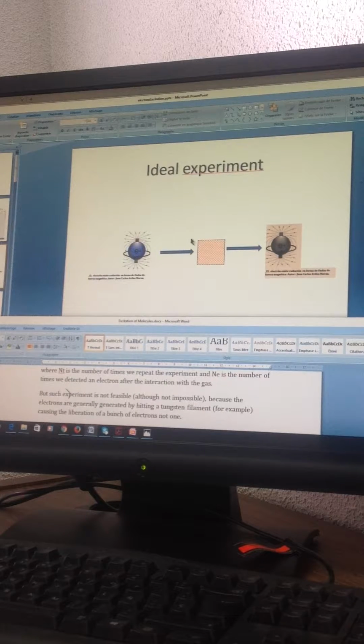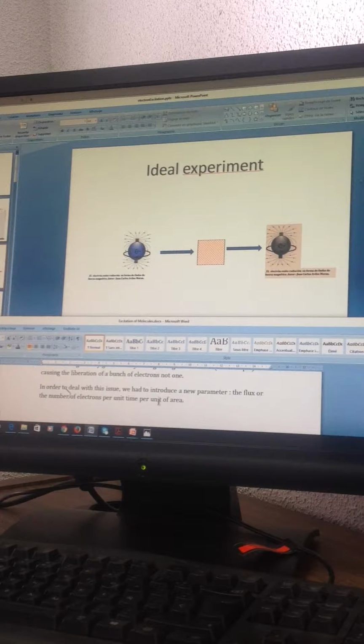But such an experiment is not feasible, although it's not impossible, because the electrons are generally generated by heating of a tungsten filament. It could be done as well by a photoelectric effect or other kinds, and this causes the liberation of a bunch of electrons, not one. In order to deal with this issue of a lot of electrons being involved, we have to introduce a new parameter, the flux, or the number of electrons per unit time per unit of area.